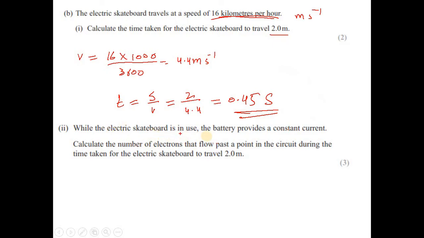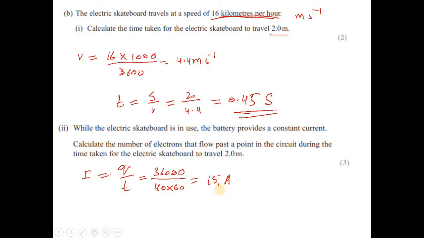While the electric skateboard is in use, the battery provides a constant current. Calculate the number of electrons that flows past a point in the circuit during the time for the electric skateboard to travel 2 meter. So first we find how much current is there. The total current is I is equal to Q by T, and the total charge is 3600 divided by the total time, which is 40 minutes times 60 in second. So you can say that the total current is 1.5 ampere that is flowing through the circuit.